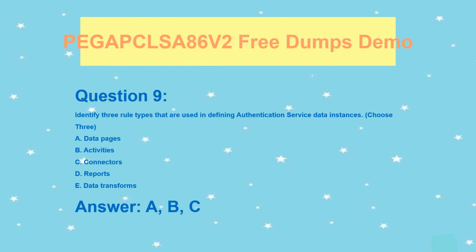Question 9. Identify 3 rule types that are used in defining authentication service data instances. Choose 3. A. Data pages. B. Activities. C. Connectors. D. Reports. E. Data transforms. Answer: A, B, C.